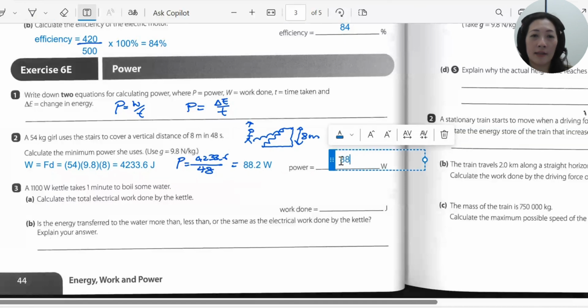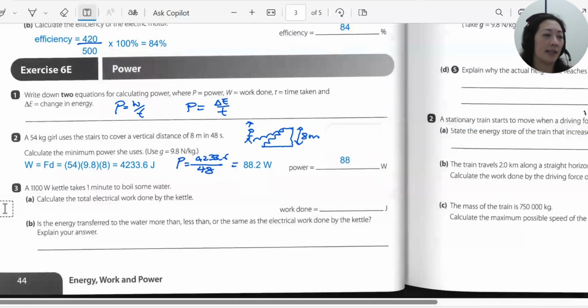So of course, for the final answer, you can just write to two significant figures, which is 88. Not 90, 90 is one significant figure. Okay, 88. So that's how you solve question 2.